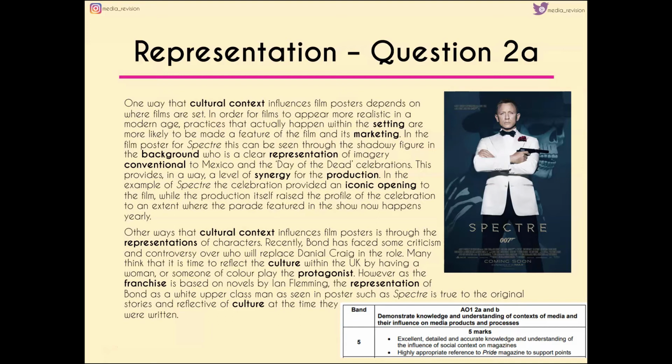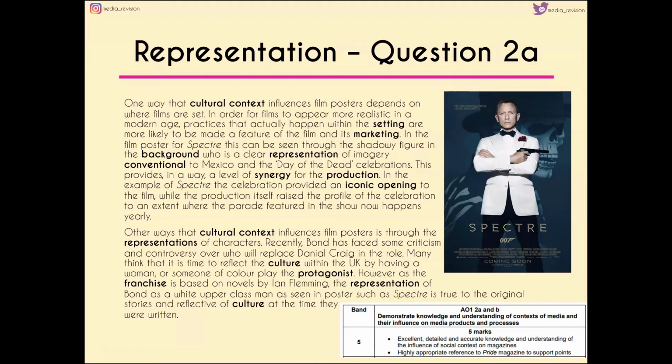Other ways that cultural context influences film posters is through the representations of characters. Recently, Bond has faced some criticism and controversy over who will replace Daniel Craig in the role. Many think it's time to reflect the culture within the UK by having a woman or someone of colour play the protagonist. However, the franchise is based on novels by Ian Fleming. The representation of Bond as a white upper-class man, as seen in the poster such as Spectre, is true to the original stories and reflective of culture at the time they were written.